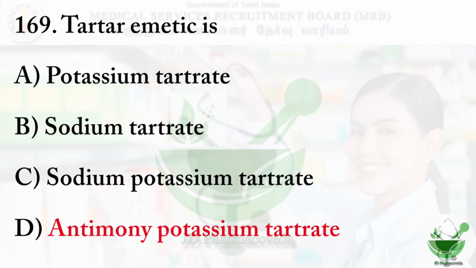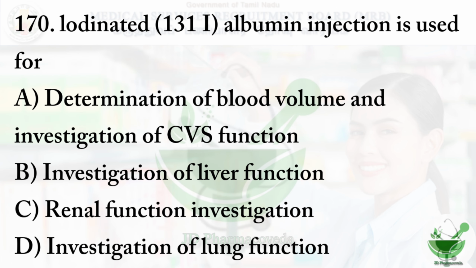Then question number 170, iodinated I-131 albumin injection is used for option A determination of blood volume and investigation of CVS function, option B investigation of liver function, option C renal function investigation, option D investigation of lung function. So the right option is option A, determination of blood volume and investigation of CVS function.